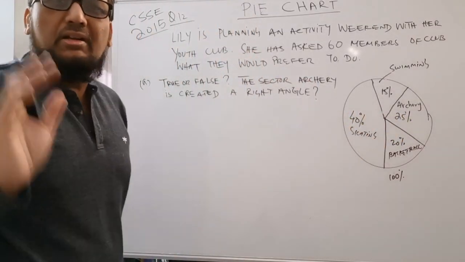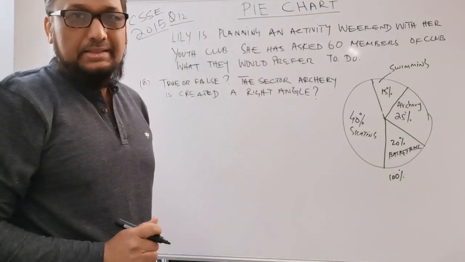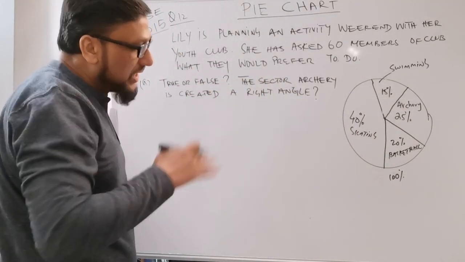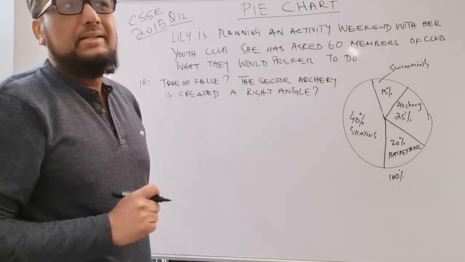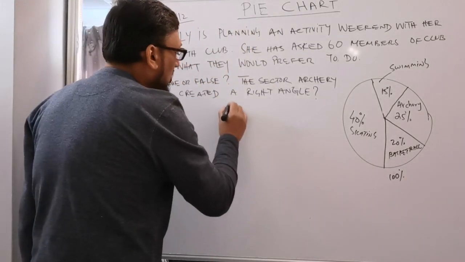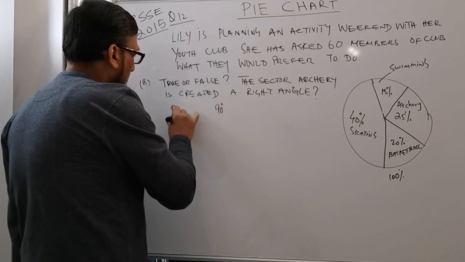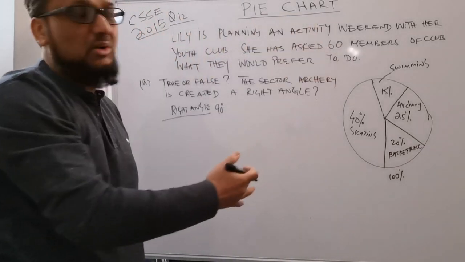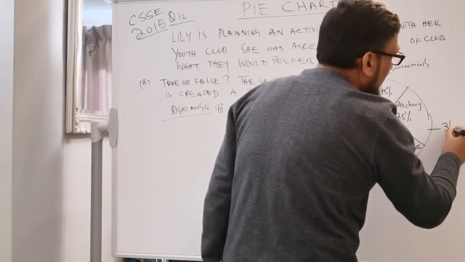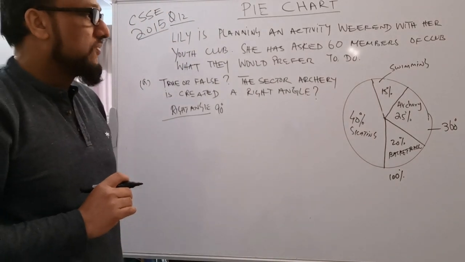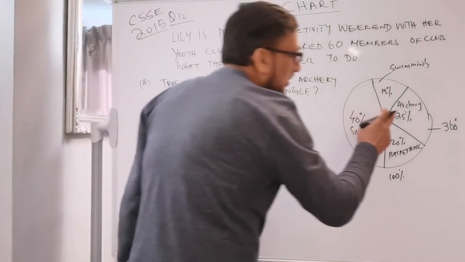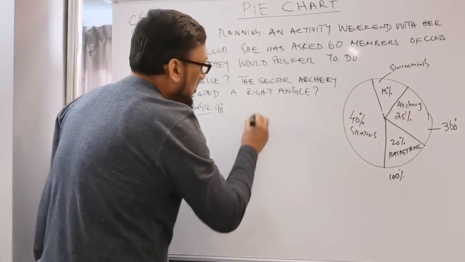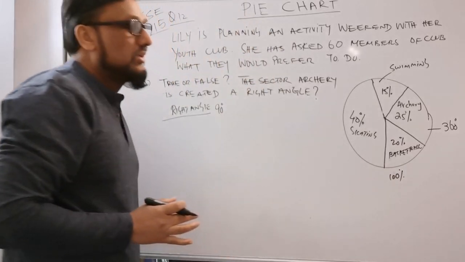So how many percent is archery? There is 25% archery. So are they making a right angle? How do we find out whether they are making a right angle or not? We know the right angle is 90 degrees. As per my previous example, I explained the full rotation of this circle, which is equal to 360 degrees. So now, if we look at this 360 degrees, we can work out 25% of 100 is a quarter.